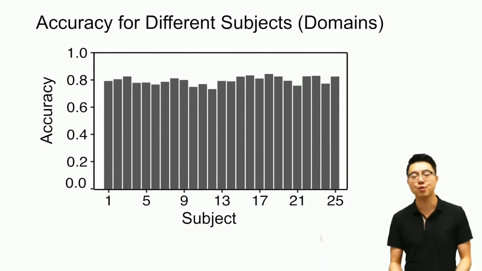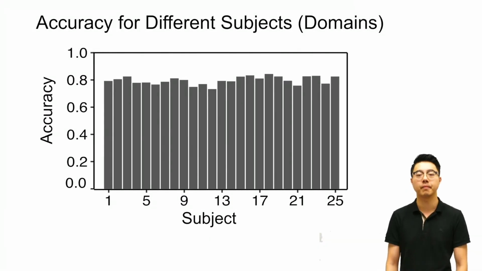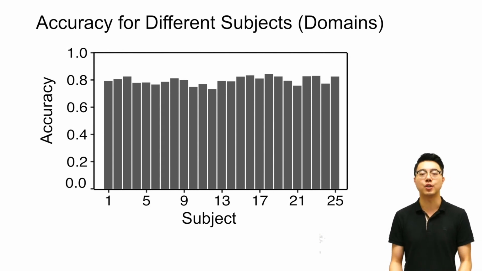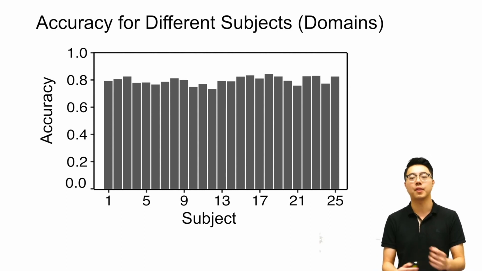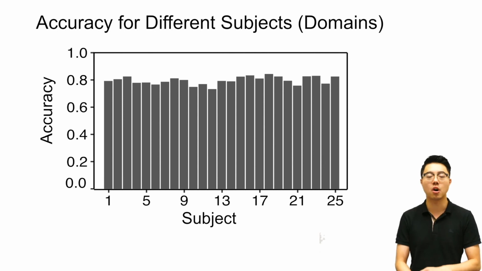Finally, I want to show you that our accuracy is high for all the subjects and all the environments. Here you see the accuracy for 25 people in our experiment. As you can see, it works well on all of them. This means that our model can generalize well across all the domains.